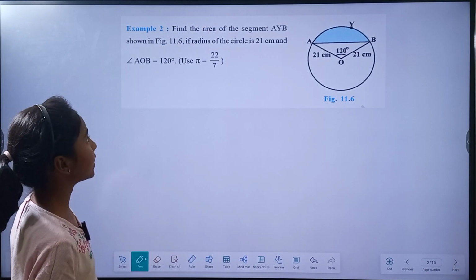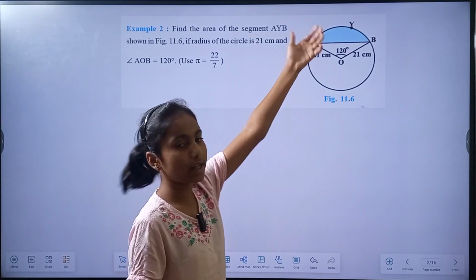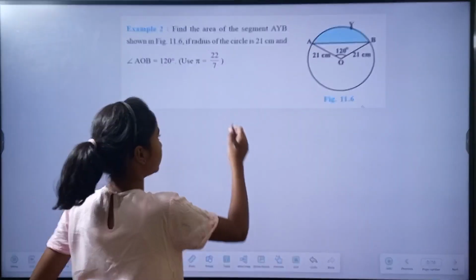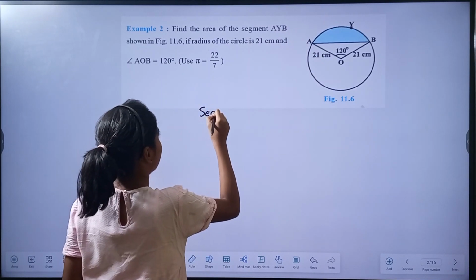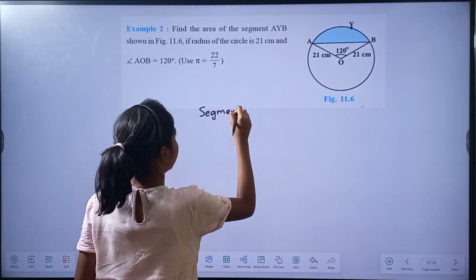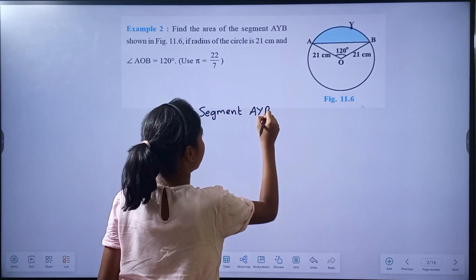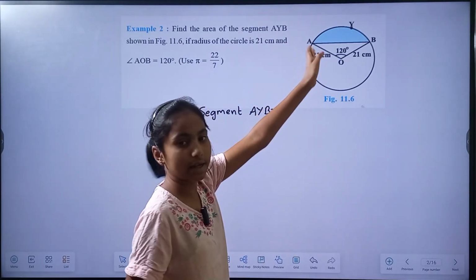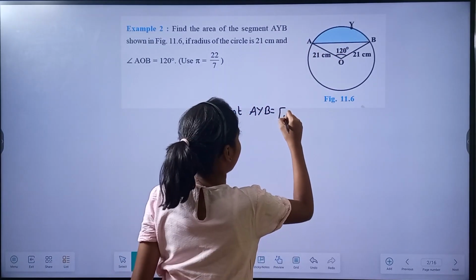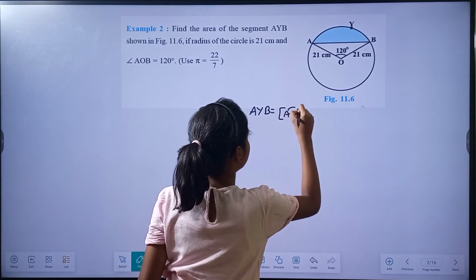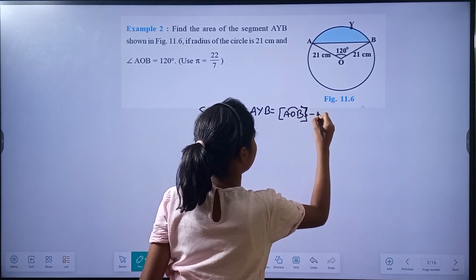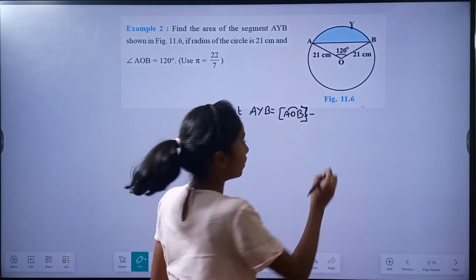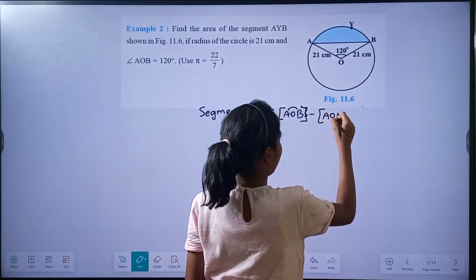Find the area of the segment AYB. So what is the area of the segment AYB? The segment AYB equals the area of sector AOB minus the area of triangle AOB.